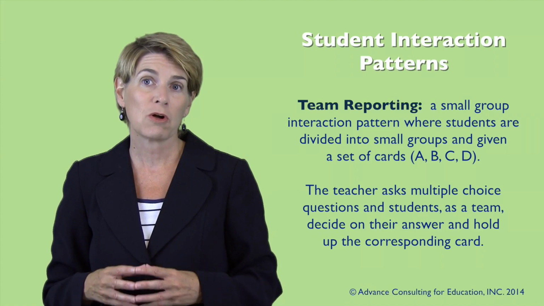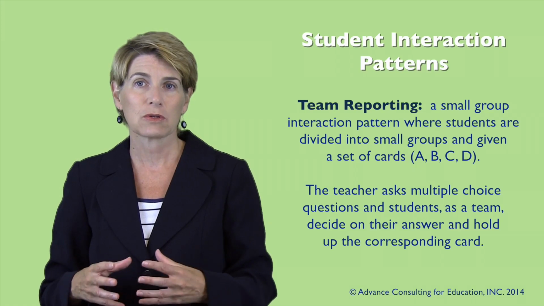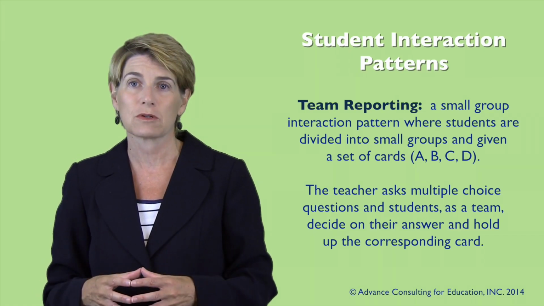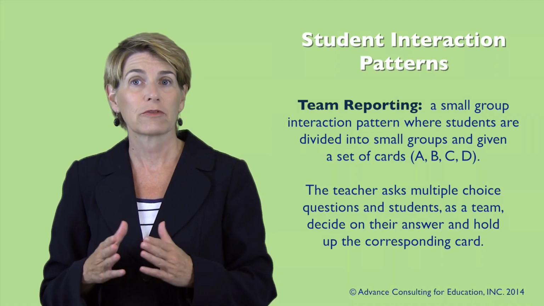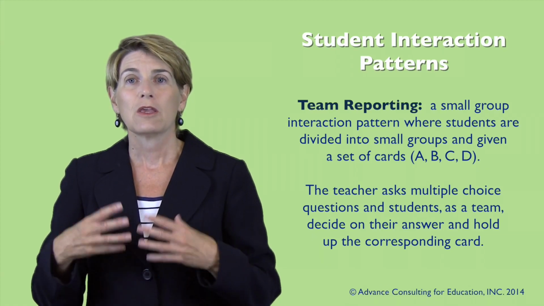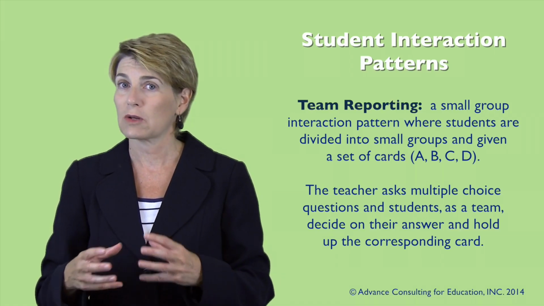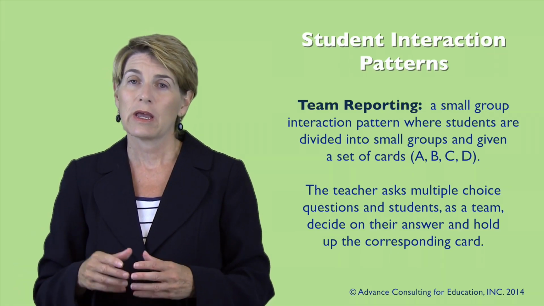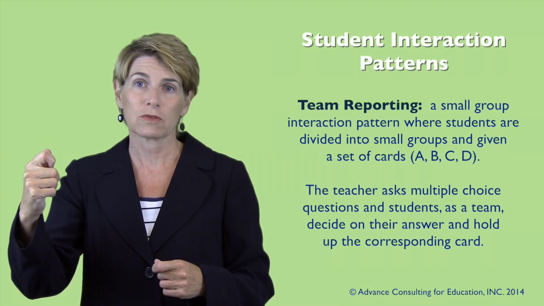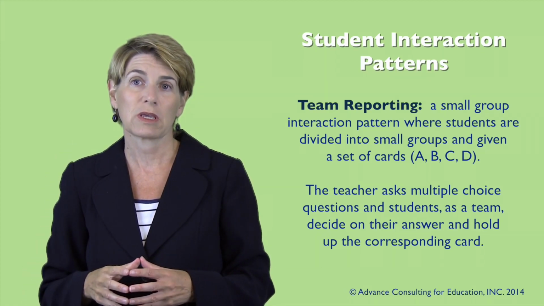Another interaction pattern that works really well with large classes is called team reporting. This is a small group interaction pattern rather than a whole class pattern. In team reporting, students are divided into small groups, so 4 or 5 students per group. And each group is given a set of cards. So they get an A card, a B card, a C card, and a D card. You then ask the whole class multiple choice questions. As a team, students decide which answer is correct, A, B, C, or D, and then they hold up the card with the answer they've chosen. You'll know immediately whether each group has understood the question based upon the response that they hold up.